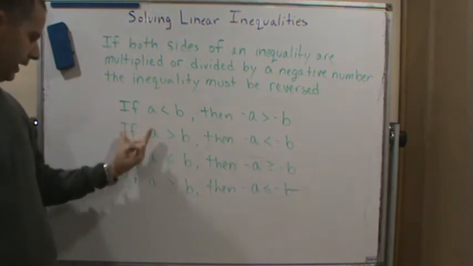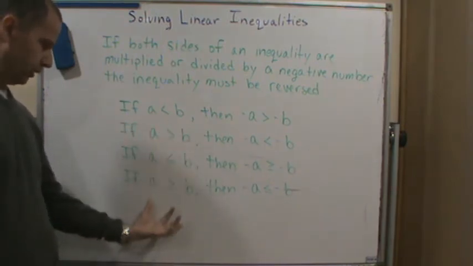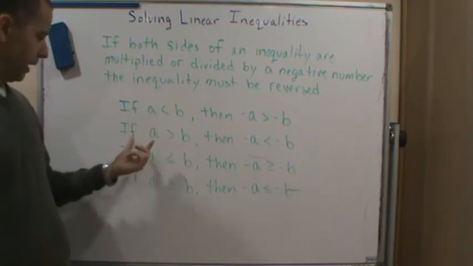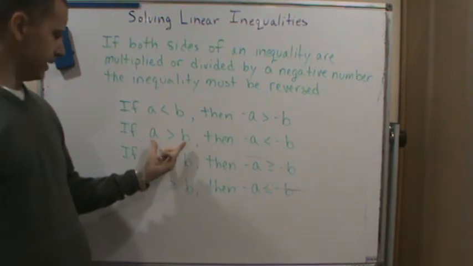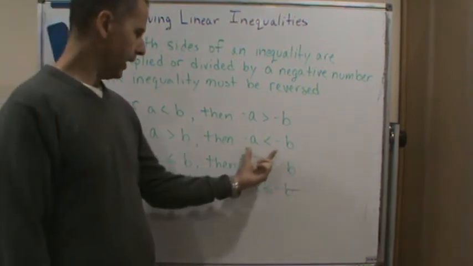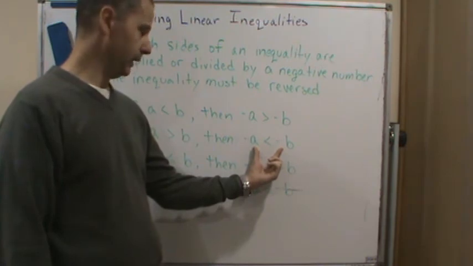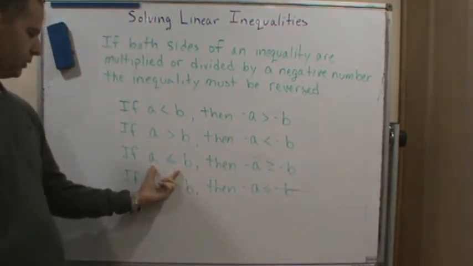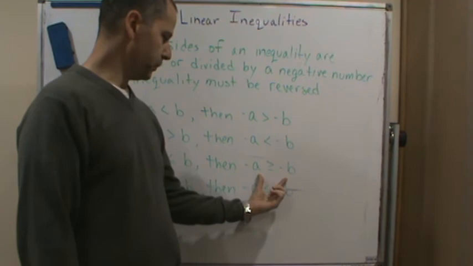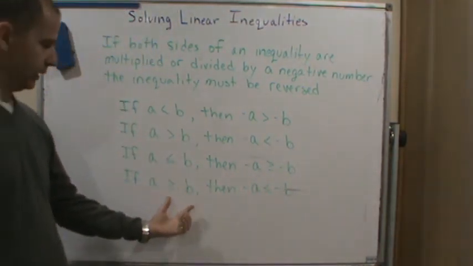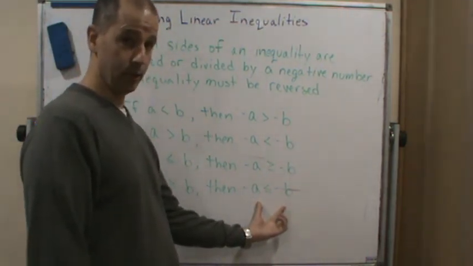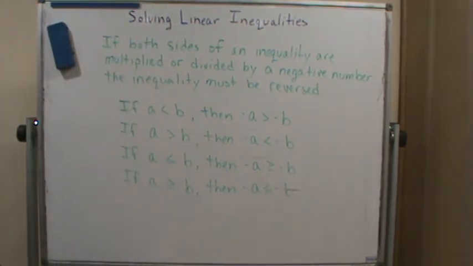The same thing applies to all of these. If you multiply both sides of an inequality or divide both sides by a negative number, you must flip the sign. So if A is greater than B, then -A must be less than -B. If A is less than or equal to B, then -A must be greater than or equal to -B. And finally, if A is greater than or equal to B, then -A must be less than or equal to -B. And that's the conclusion.